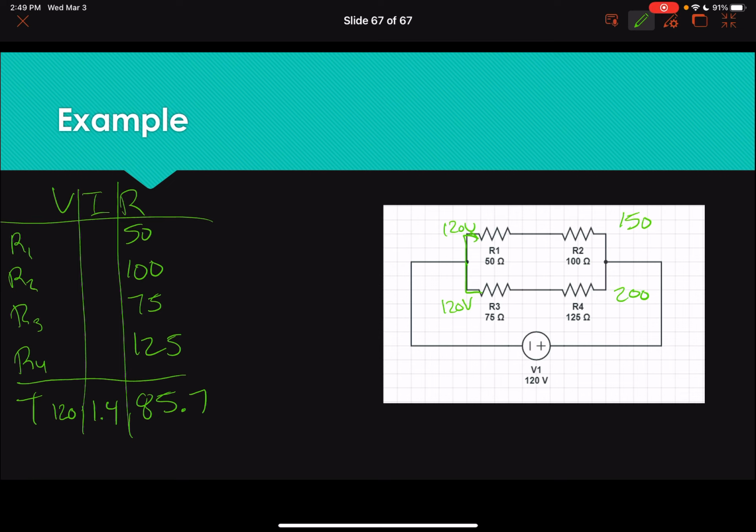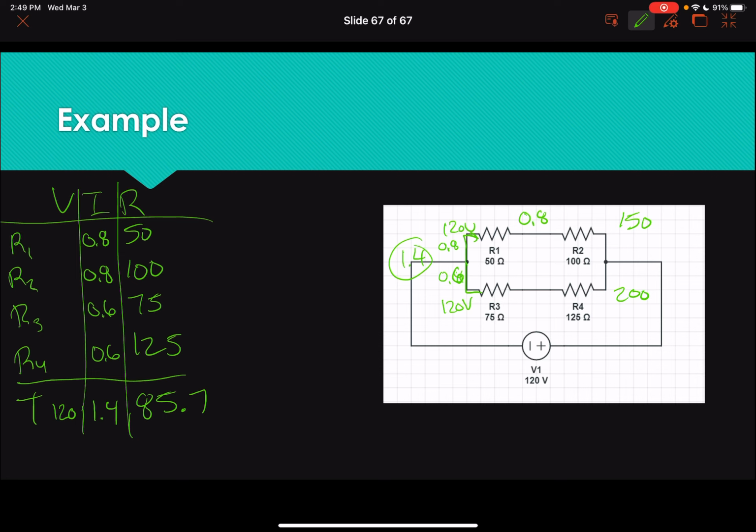The current through this top branch is 120 divided by 150. 120 divided by 150 is 0.8. So that means the current for that top branch is 0.8, and we know the current is the same throughout the series. And so the top two both get a current of 0.8. The bottom branch is 120 divided by 200, so we get 0.6. And we can double check that because, again, the top branch gets 0.8 current, the bottom branch gets 0.6 current, which adds up to 1.4, which was our total current entering the system.